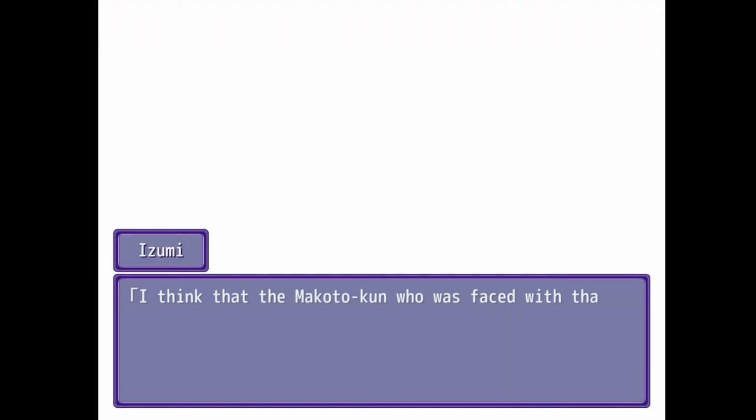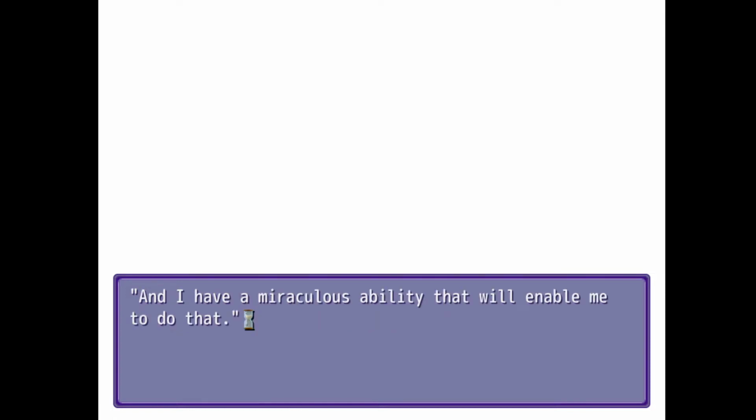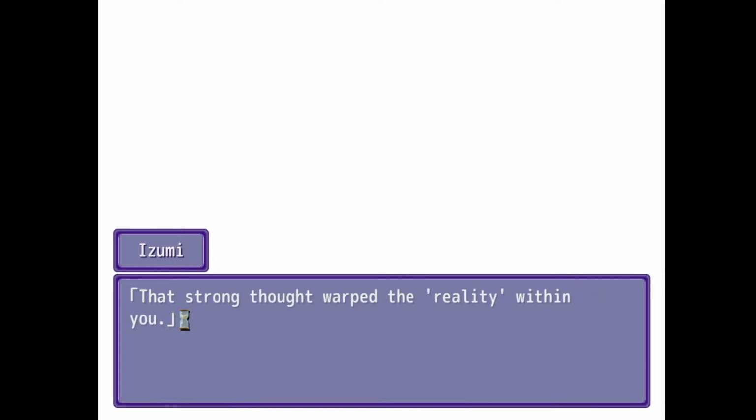I think that Makoto-kun, who was faced with that scene, surely thought this. I want to go back to the past. I want to go back to the past and change history. And I have a miraculous ability that will enable me to do that. That strong thought warped reality within you. Your delusion produced a new reality.